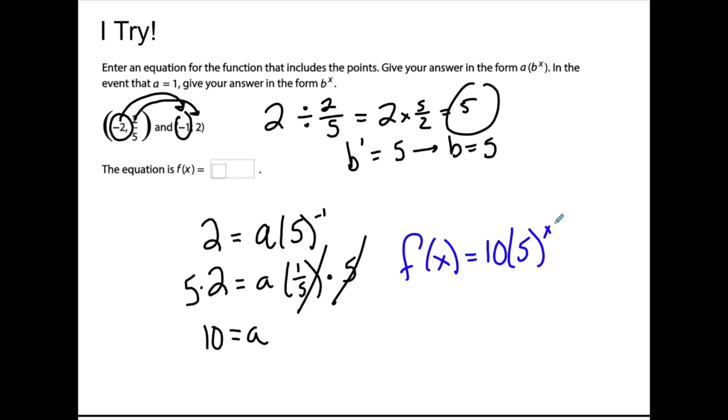Okay, if we check our work, we plug in -1, we get 1/5. 10 times a fifth is 2. We plug in -2, we get 1/25 because it's 1 over 5 squared. 10 over 25 is 2 over 5.